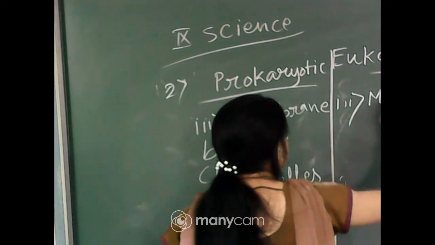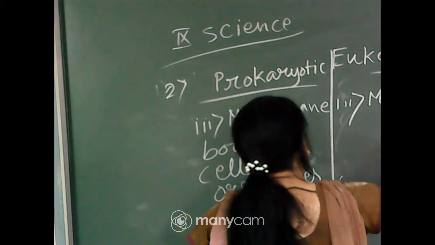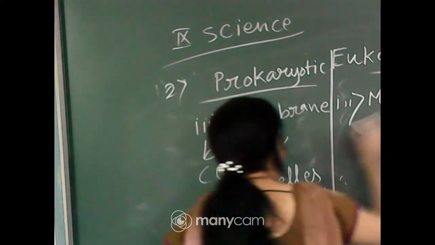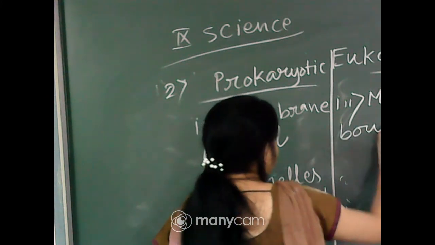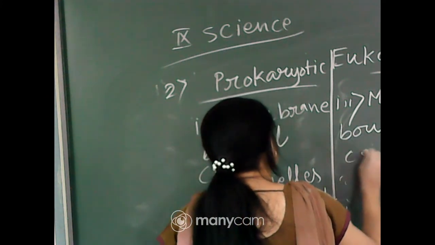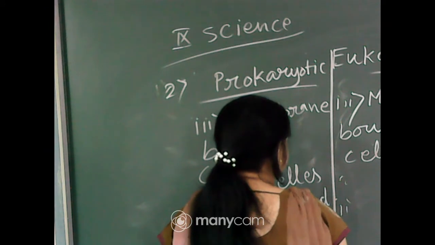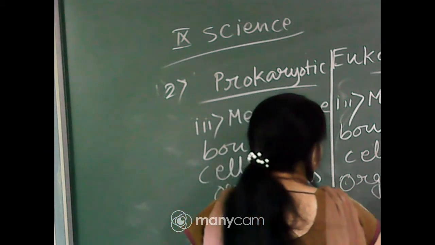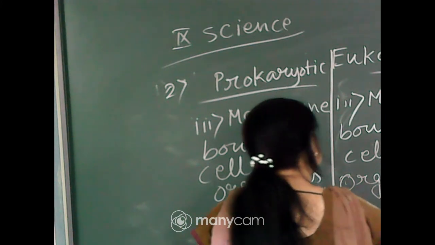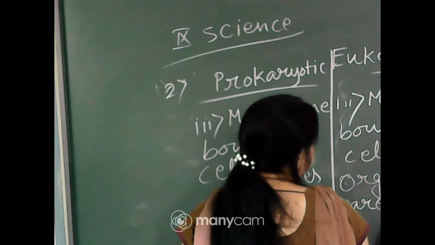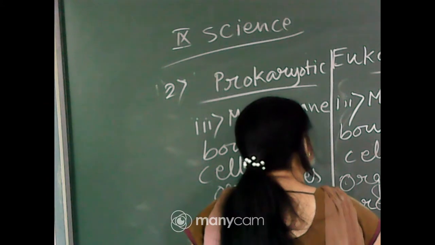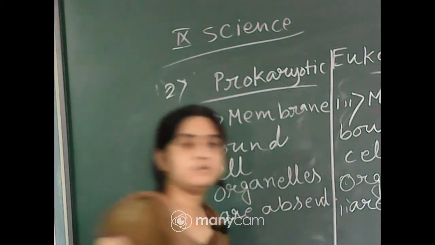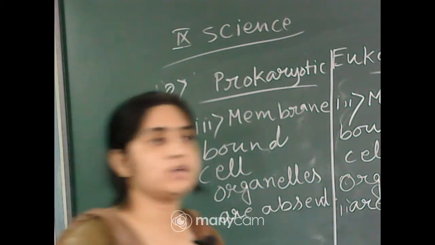In eukaryotic cells, membrane bound cell organelles are present. So you can give these 3 main differences between prokaryotic and eukaryotic.